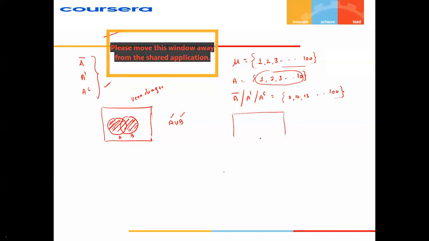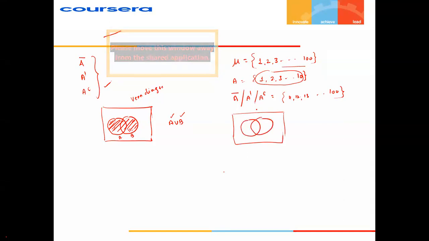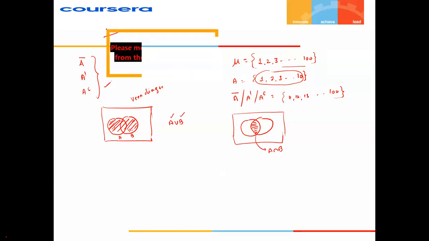Now, similarly, if you take intersection. Intersection means both, right? If you see this part, this is common for both. This is called A intersection B. Suppose A intersection B becomes 0, what happens? If that common part becomes 0, then what happens? Any guess? Nothing common, right? Very good.